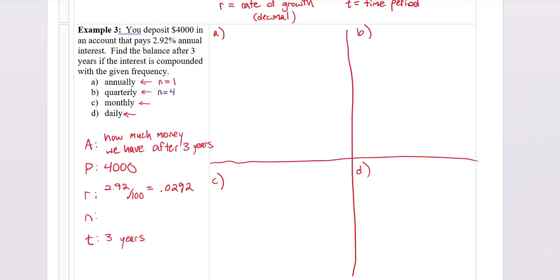I don't know why that went to purple. Let's change that back to red. Monthly, think about how many months there are in a year. That's 12. Daily, how many times is it going to compound in a year? Well, how many days are there in a year?